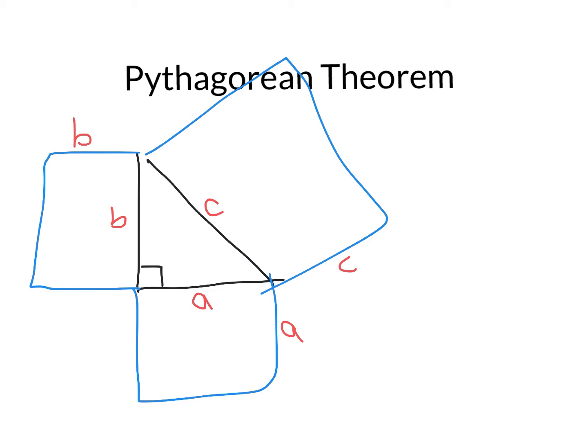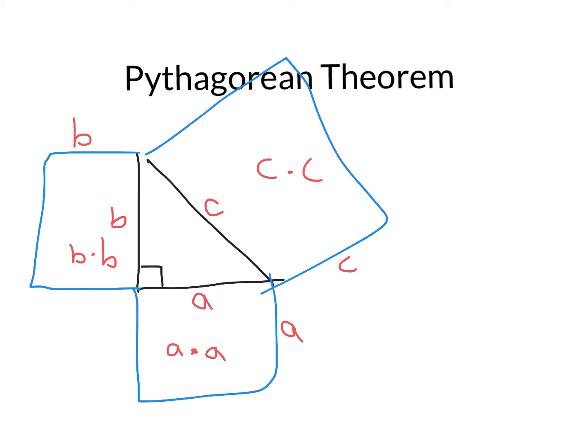And we know that we can find the area of any square or any rectangle as length times width. In this case, our length and width are the same because this is a square. And so we have A times A, right? A multiplied by A would give us the area of this square here. B multiplied by B would give us the area of the square over here. And C multiplied by C would give us the area of this square over here.